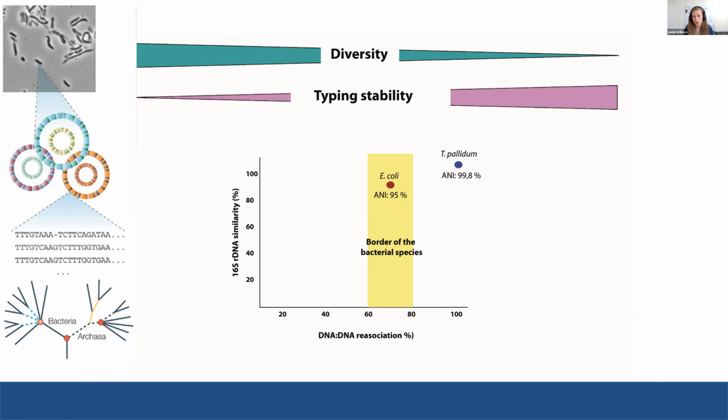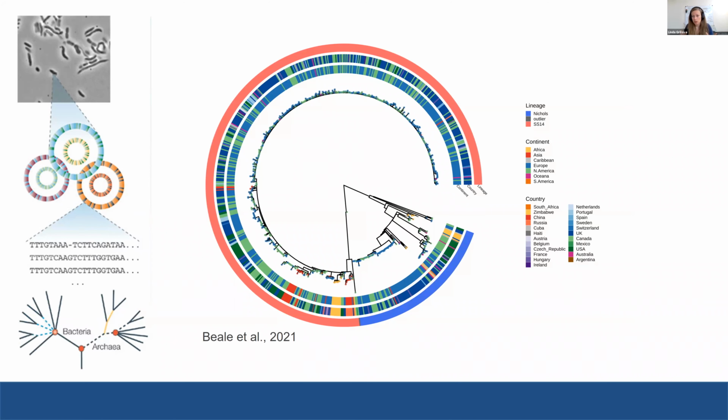So this is really on the border of bacterial species. If we chose housekeeping genes in T. pallidum, we would end up with only 1 sequencing type. So this was the reason why we decided to go for more variable loci. At the same time, we wanted loci that are able to tell us something about phylogeny.